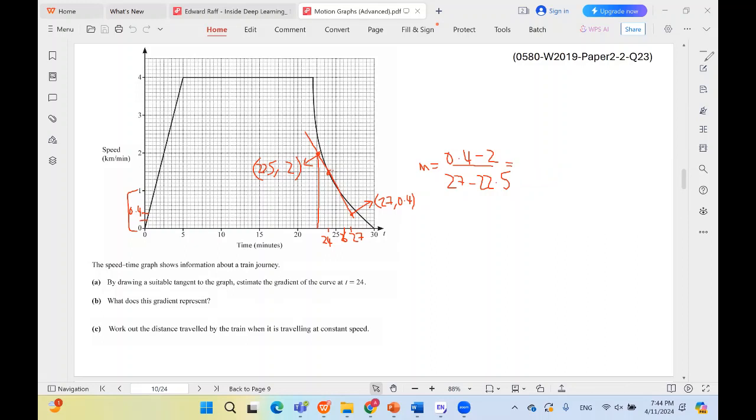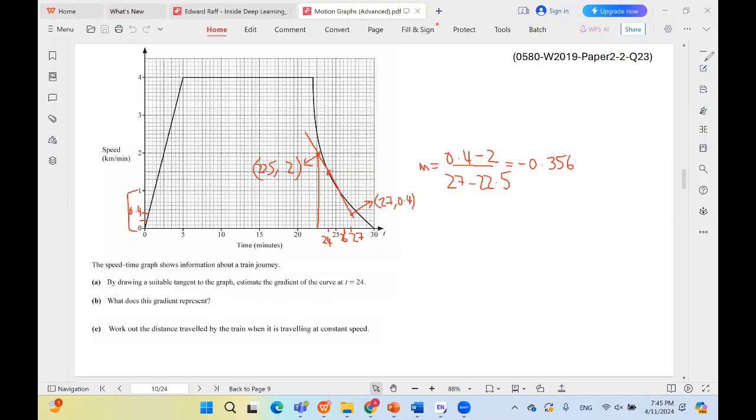So 0.4 minus 2 on the calculator. I'm just going to write 0.4 minus 2 in the numerator. And in the denominator, I'm going to write 27 minus 22.5. The answer I got was negative 0.3555556. Of course, this is an estimation, and like I said, because I'm drawing on the screen, not using a ruler, my tangent was not very accurate.